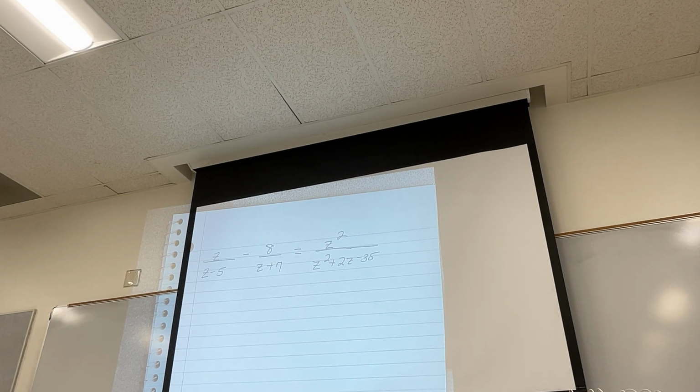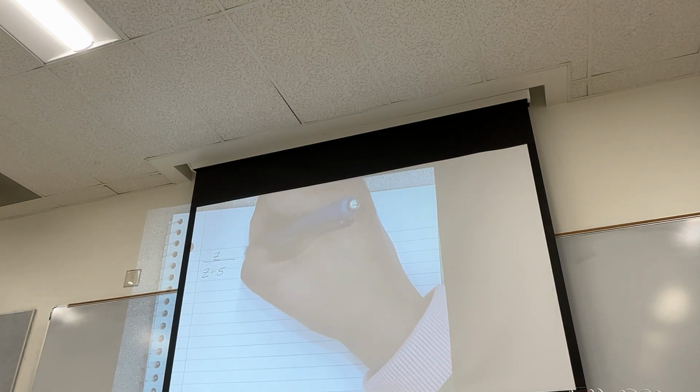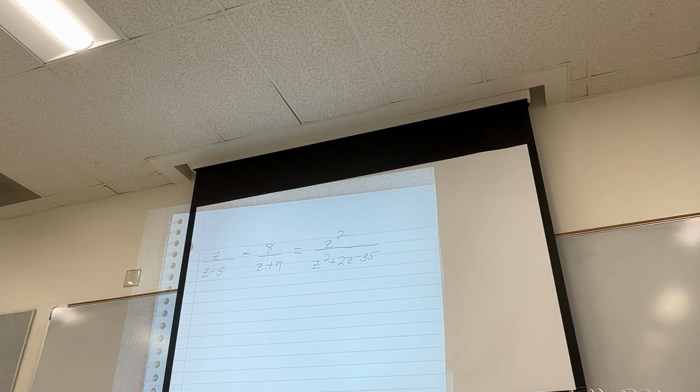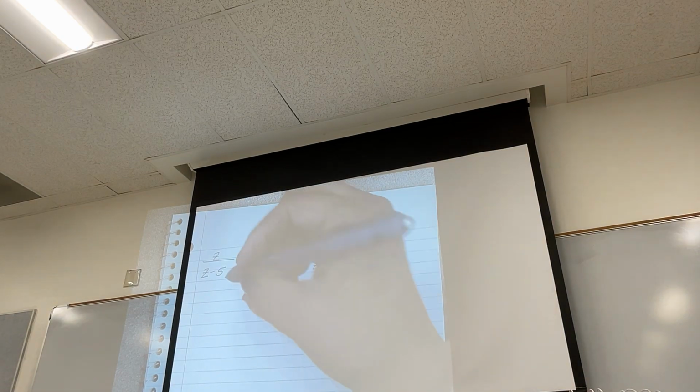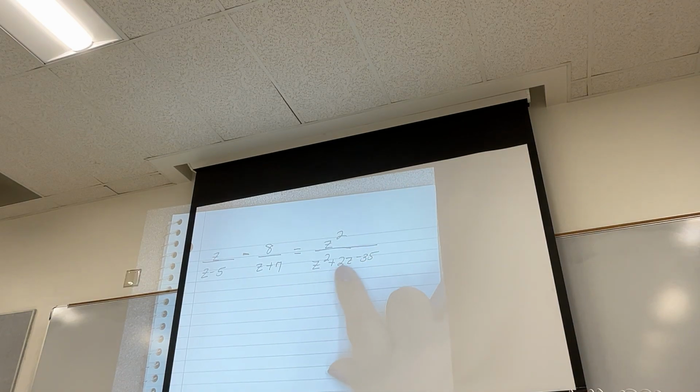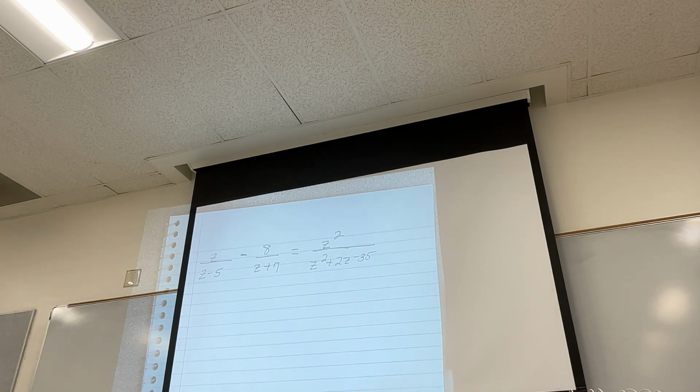All right. So in order to solve anything with fractions and subtraction, we have to have our LCD be the same, yes? Or we can get rid of it. But we don't know. We know this is z minus 5. We know this is z plus 7. But we don't know this denominator unless we factor it. Is z squared plus 2z minus 35 factorable? Okay, what are my factors?